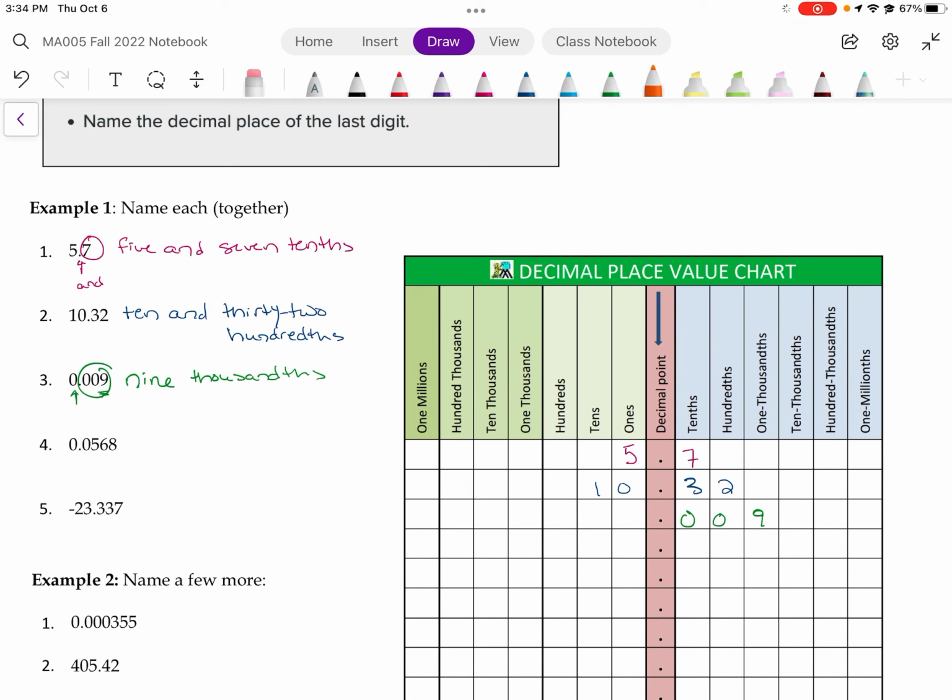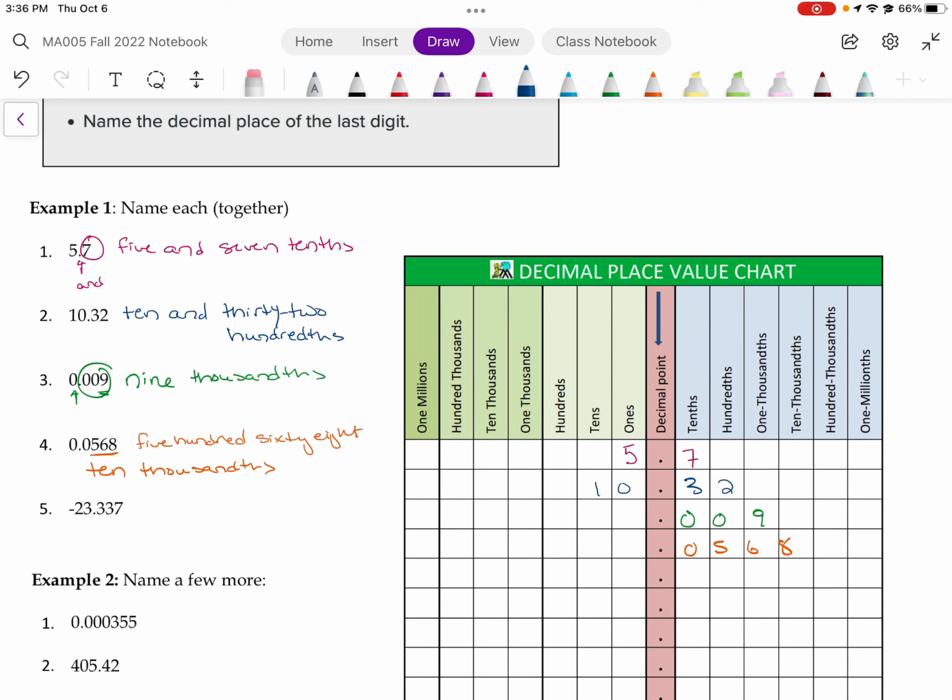All right, next one. The next one is 0.0568. So this one would be, whatever this number is, 500. I don't say and, because that represents a decimal point. So just 568. And where does that sit? So let's see, 0.0568. The 8 is in the 10 thousandths place. So you had 568 10 thousandths.